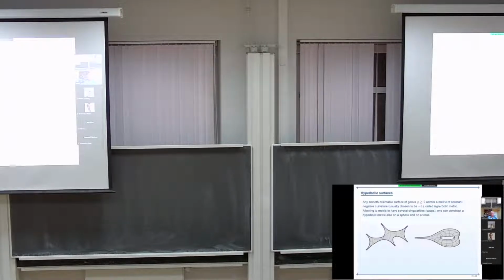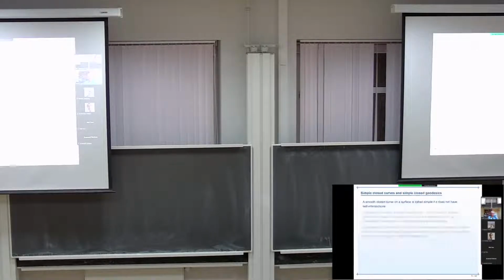On the left picture, you see a sphere with 6 cusps. And on the right picture, you see a one-punctured torus where you have your cusp at the puncture. Now I want to consider curves on surfaces, and a smooth closed curve on a surface is called simple if it does not have self-intersections. So my curves are always smooth and will never have self-intersections.